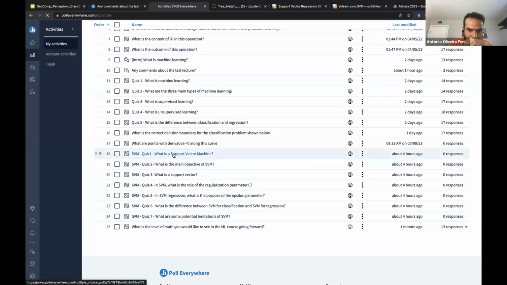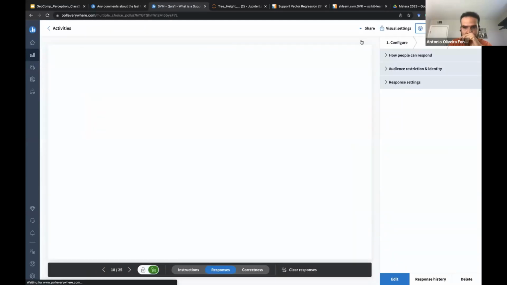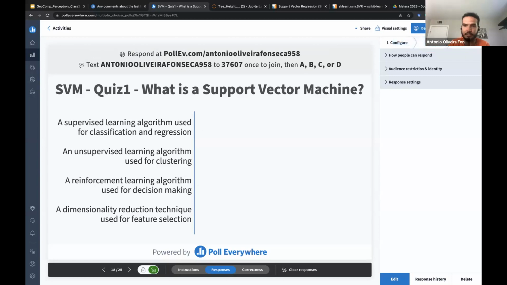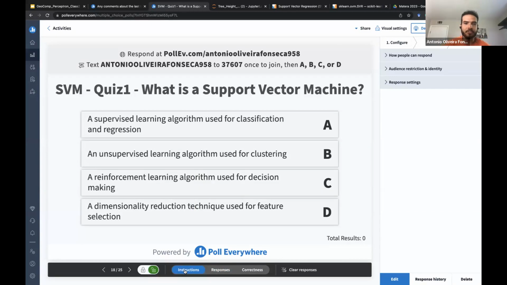Okay. Question number 1 of the quiz. Are you guys ready? We're going to do like last time. I'm going to activate this, then please vote as fast as you can, and then we'll discuss if there is any issue, okay? So, activate. Please go there. The question is, what is a support vector machine? And you have these 4 options as before.